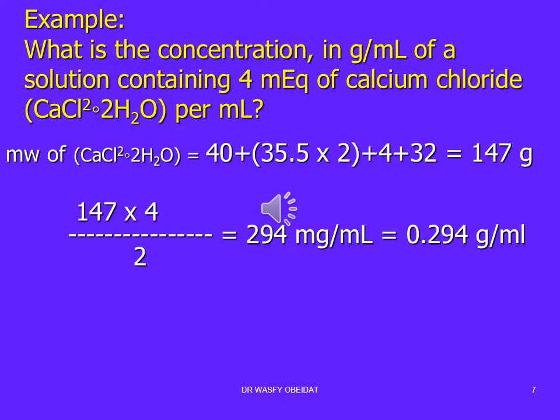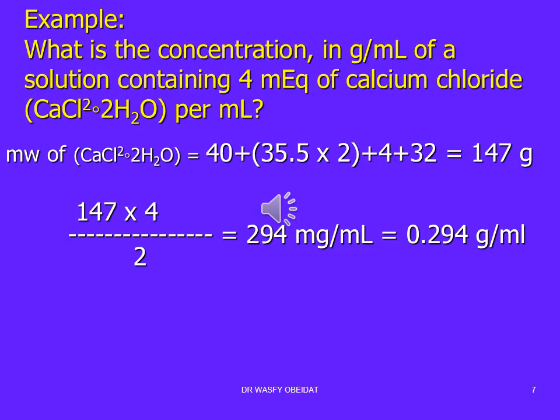Specifically, we multiply 4 milliequivalents per ml by the molecular weight, which is 147, and then divide by the valency, which is 2. It is 2 for calcium or for 2 chlorides. That's why it is 2. The result of this multiplication and division will be 294 milligrams per ml.